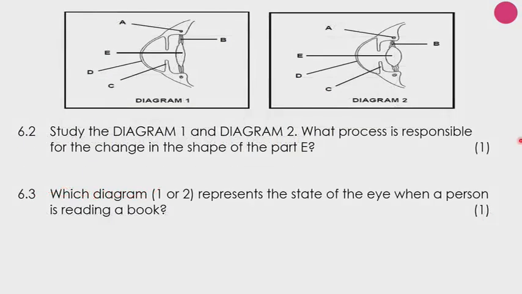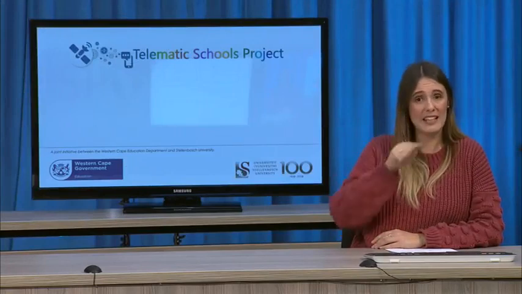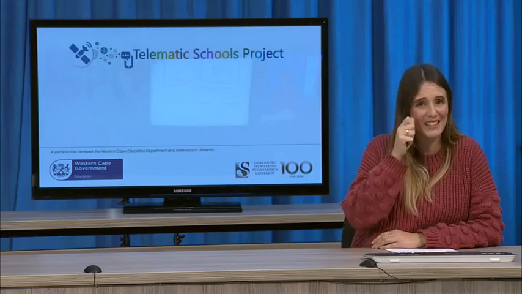Then they continue by asking you to study the 2 diagrams and ask you what process is responsible for the change in the shape of part E. So part E, you know, is the lens in this diagram, and we've discussed the fact that the change that it undergoes is referred to as accommodation. Then they ask you which diagram, 1 or 2, represents the state of an eye when a person is reading a book. Now, a magnifying glass is a round object, right? And it's something that you use when you want to look at a close object. You want to study ants. So I like to remember that the rounder the lens, the closer the object is to the eye, like a magnifying glass.